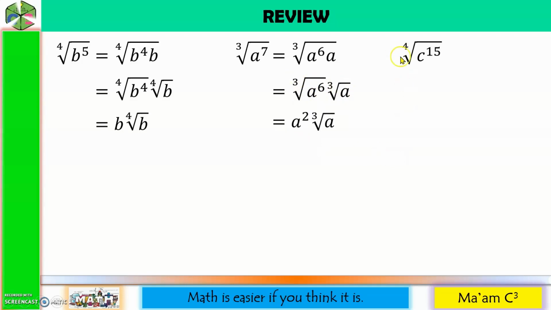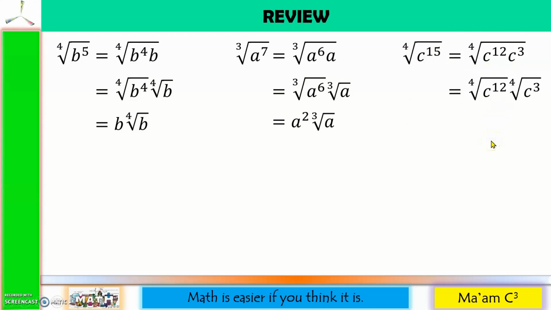Another one. Fourth root of c to the 15 can be expressed as fourth root of c to the 12 times c cubed, which can be further expressed as fourth root of c to the 12 times fourth root of c cubed. Now, 12 divided by 4 is 3. So we have c cubed, fourth root of c cubed.